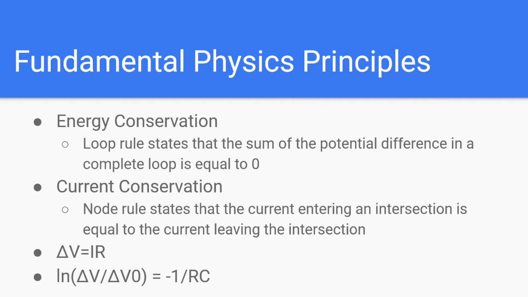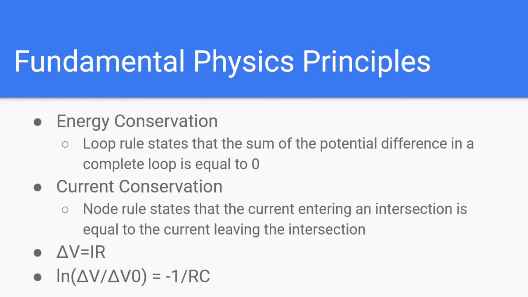The important fundamental physics principles used in this lab are energy conservation, which gives us a loop rule stating that the sum of the potential difference in a complete loop is equal to 0, and current conservation, which gives us the node rule stating that the current entering an intersection is equal to the current leaving the intersection. Also, these two equations are important for the lab. The first equation, delta V equals I times R, allows us to calculate the potential difference, and the equation at the bottom, Ln times delta V over delta V naught equals -1 over RC, allows us to calculate the time constant RC.